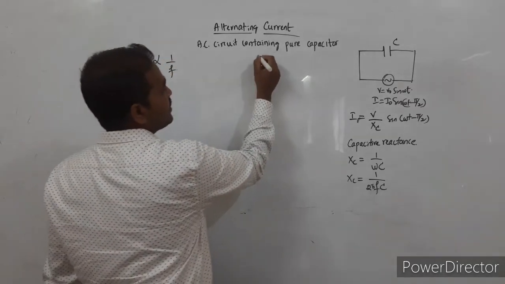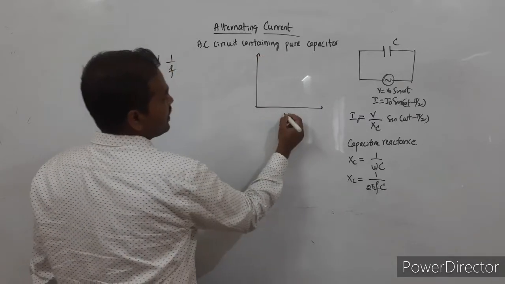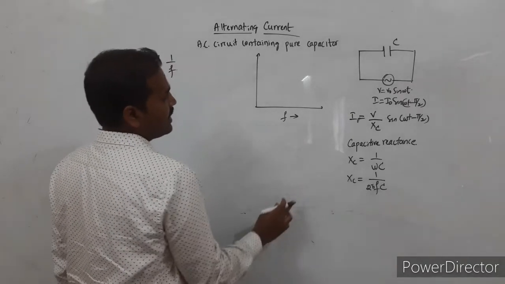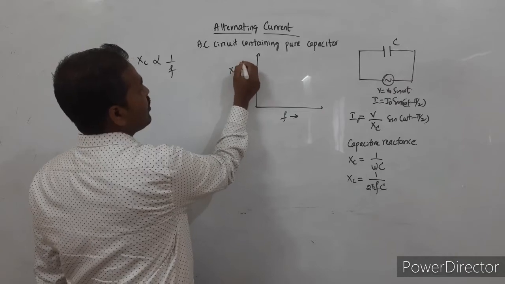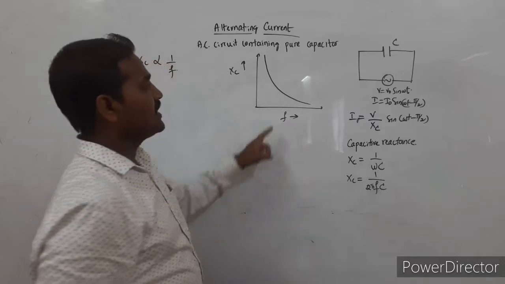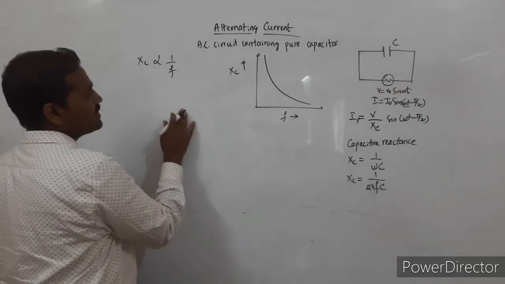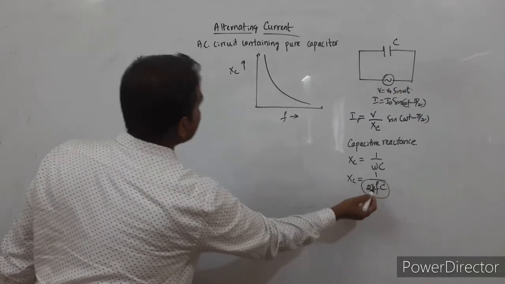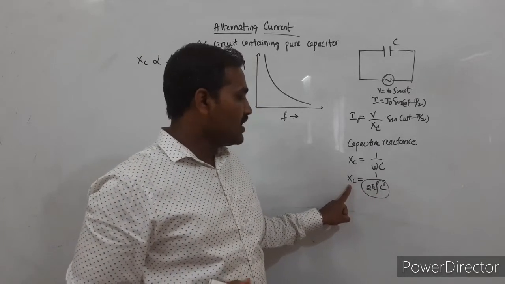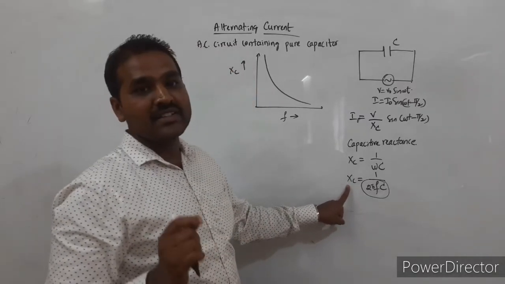The variation of this XC with respect to the frequency: along the x-axis, if I plot f values, that is the frequency of the alternating voltage, and XC along the y-axis, the variation of XC with respect to frequency is something like this. Now, since for an AC source of voltage the frequency is finite, there will be some capacitive reactance. So the capacitive reactance is finite.